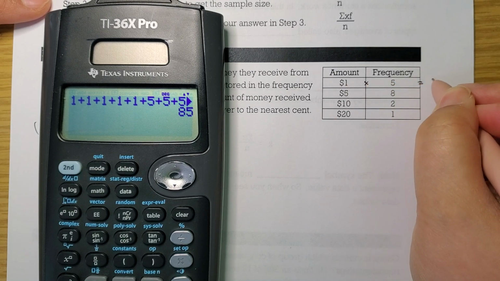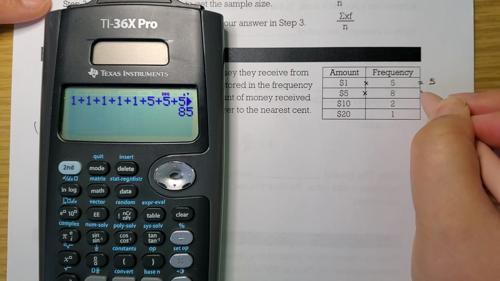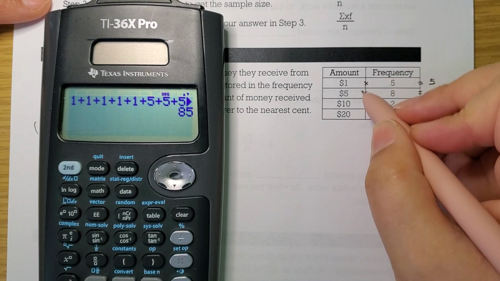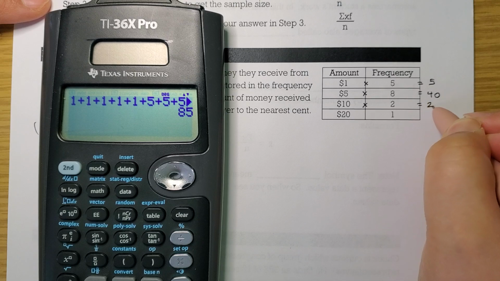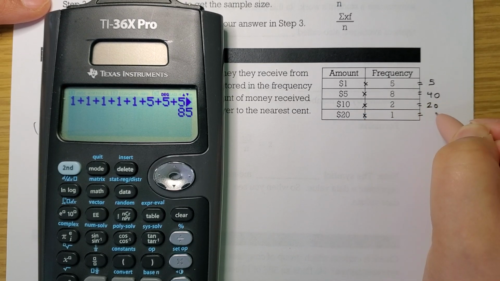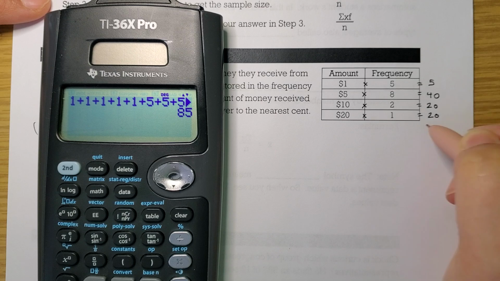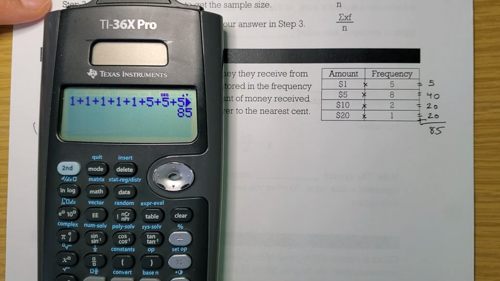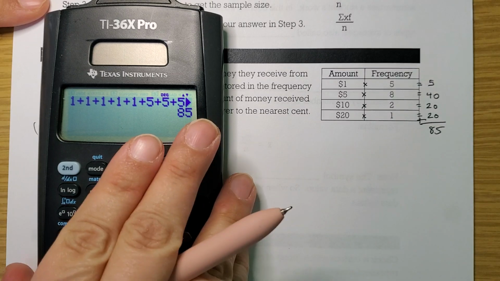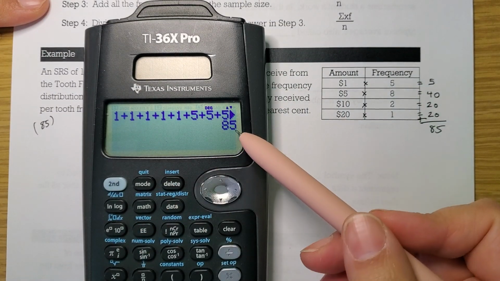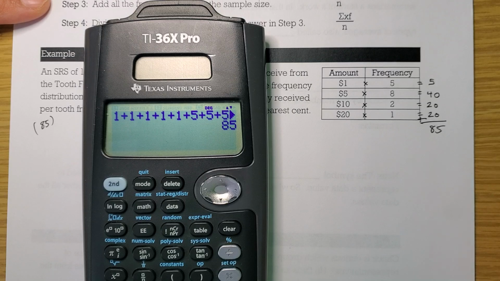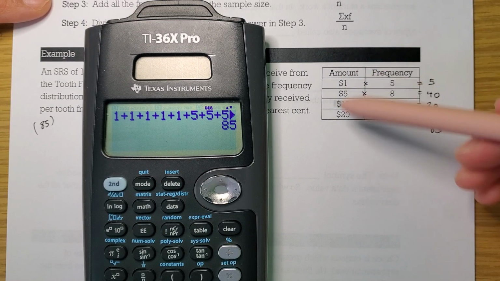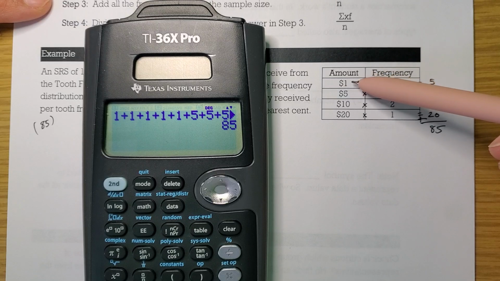So 1 times 5 is 5. 5 times 8 is 40. 10 times 2 is 20. And 20 times 1 is 20. Then you can add those together, 40, 60, and 85. And so that's how you can get your total. Here's 85, which is still on my calculator. That's the total we got before. So a shortcut when you have a frequency distribution is to multiply the category by the frequency, and then add all of those up.